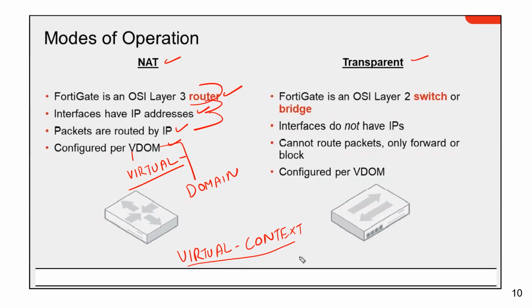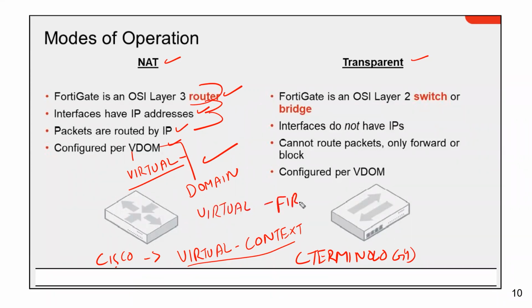Now again, virtual context is basically a terminology. Terminology means a name, a term given, right? Now, since it is Cisco, you call that virtual context. In FortiGate, you call that virtual domain. So what is virtual domain or virtual context? Nothing but virtual firewall. Okay, now what is virtual firewall again? See, virtual basically means something which you cannot really touch, right? Not tangible, right? That is virtual.